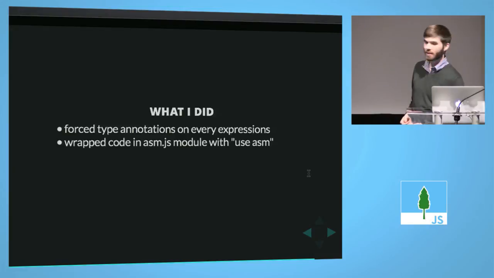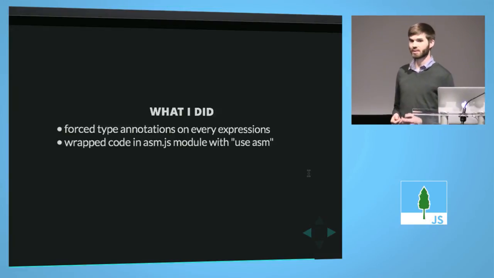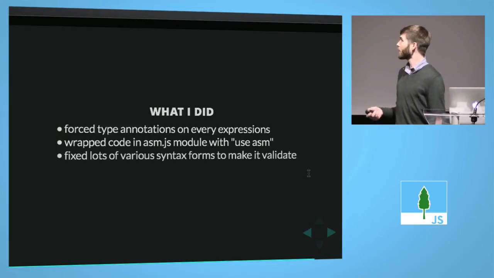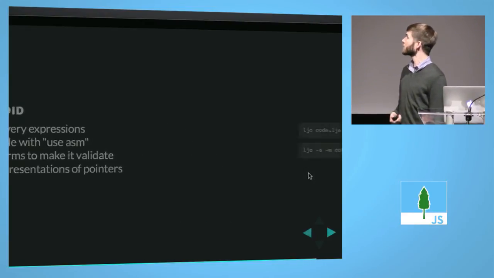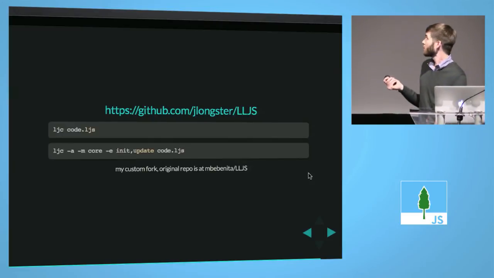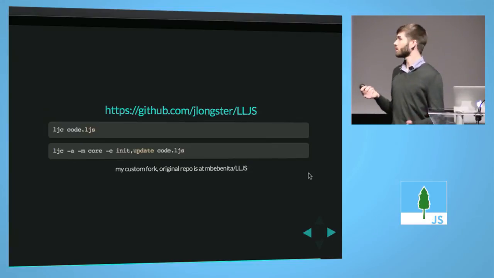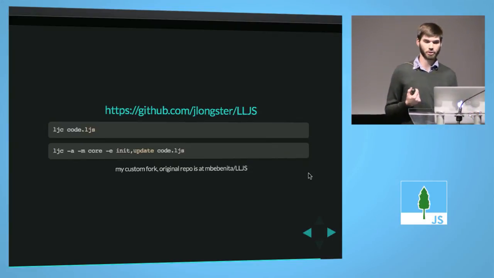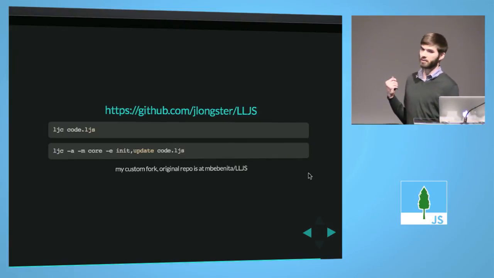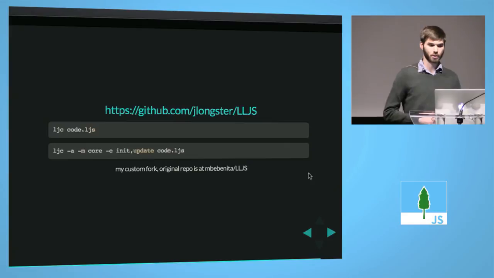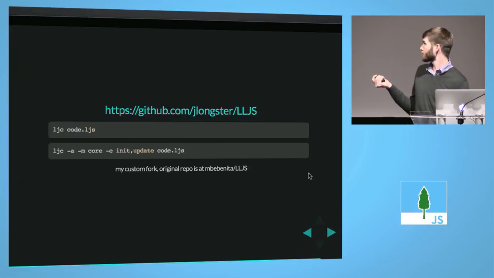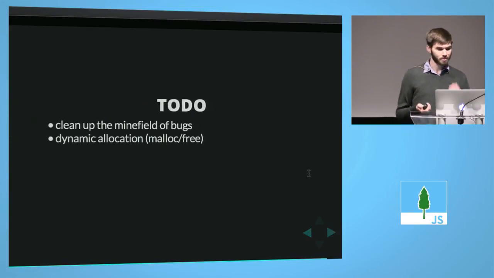So what I did is I forced type annotations on every expression to make it asm.js compatible, wrapped code in the asm.js boilerplate, and fixed a lot of stuff. If you want to use it, this is my fork, jlongster/LLJS. To invoke the code in the mixed module, you just call LLJC on it. If you want to generate an asm.js module, you pass -a, and then -m is the module it should point to that you can call, and then -e are the exported functions that you want to export. The original creators were Michael Bebenita and Shu, another guy at Mozilla, and the original code is at their repo. So there's a minefield of bugs.